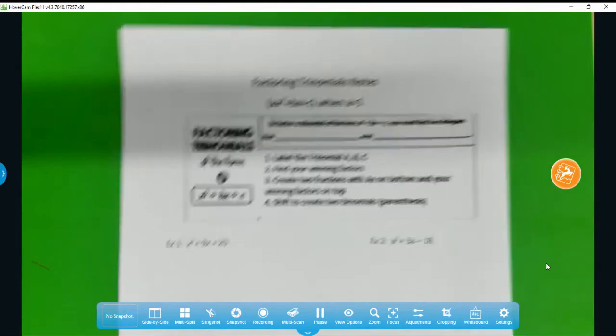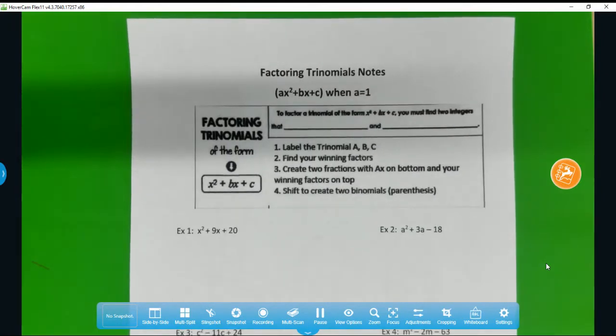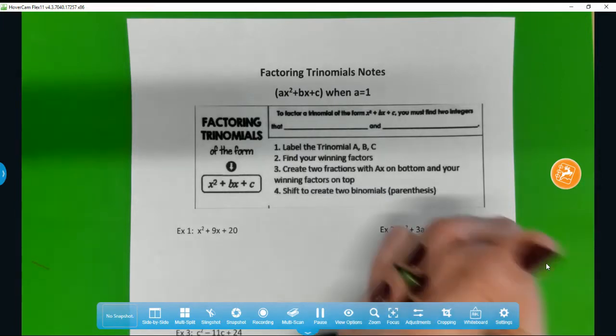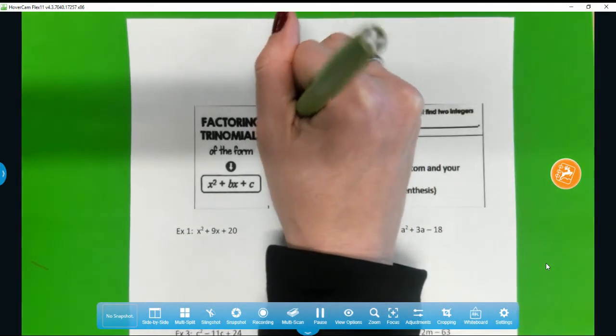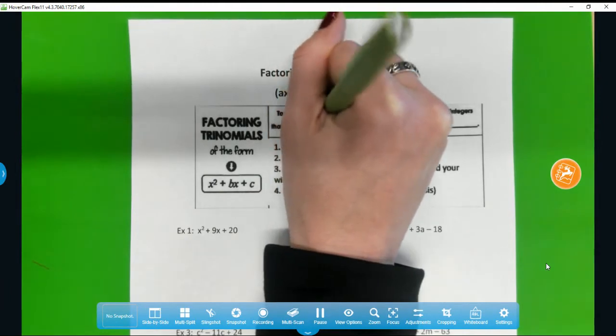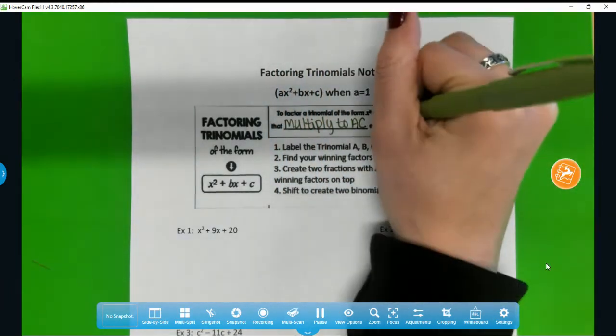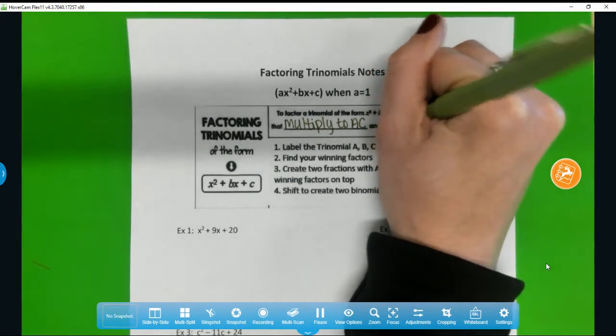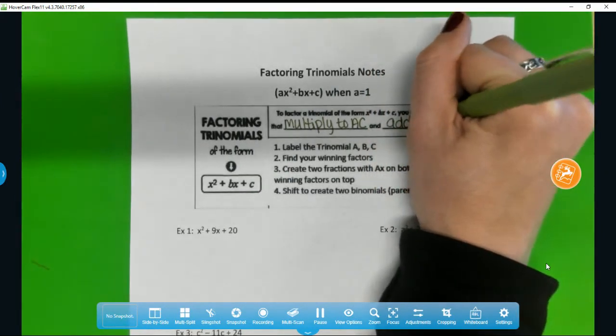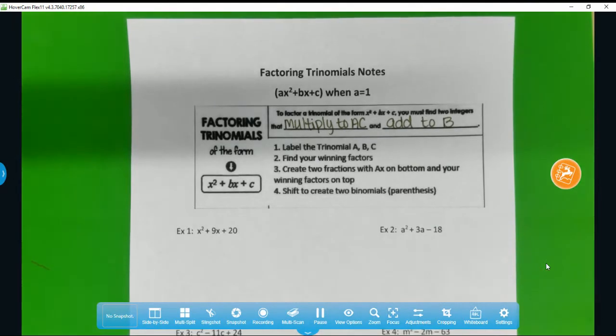Which just means it has 3 terms when a equals 1. So to factor a trinomial of the form x squared plus bx plus c, you must first find integers or numbers that multiply to give you ac, and those same numbers need to add to give you b.